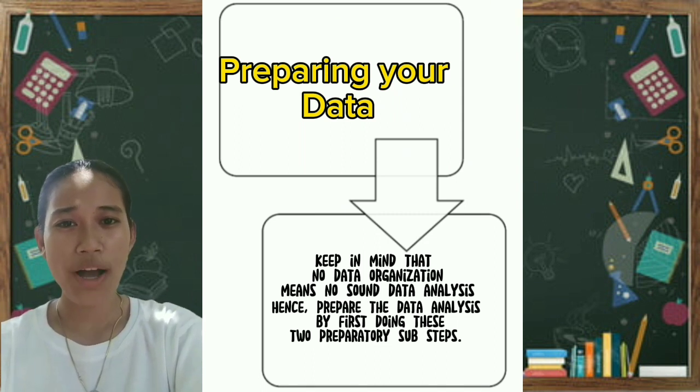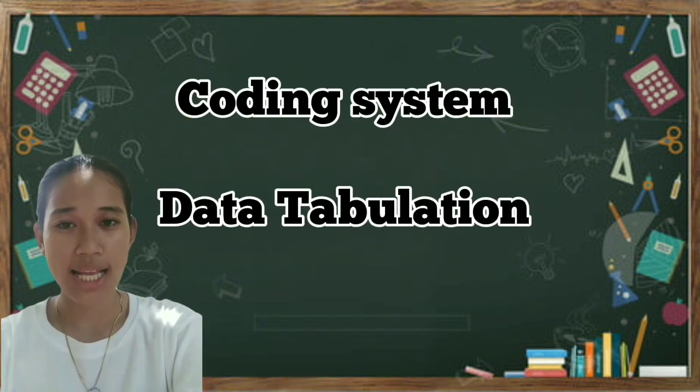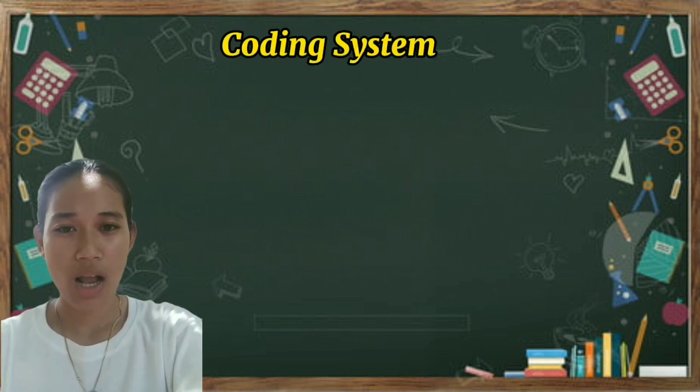That's why you have to prepare your data for analysis by first doing these first two steps, in which the first one is the coding system and the second one is the data tabulation. Okay, now let me explain more. The first one is the coding system.